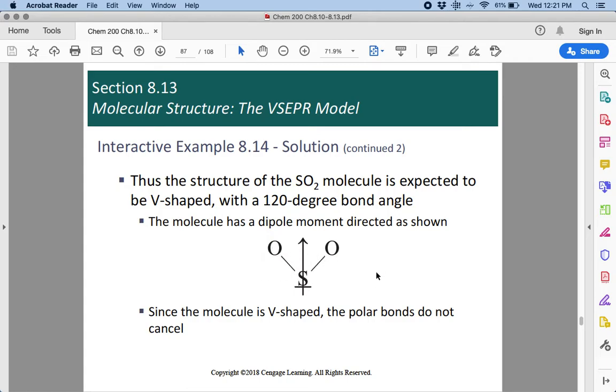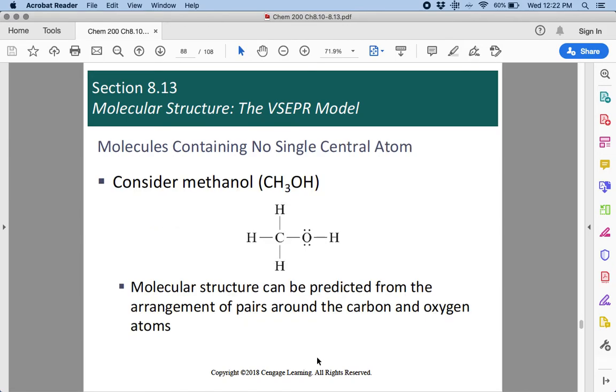So I could take a knife and cut across right here. I'd have all my slightly positive down here, and all my slightly negative up here. So we have an overall dipole moment for this compound, primarily because of the V shape. It's not linear. So if I cut across here, this is my slightly negative up here, and this is my slightly positive down here. Sorry about that, folks. And in which case, this overall molecule would be polar. Our polar bonds will not cancel out.